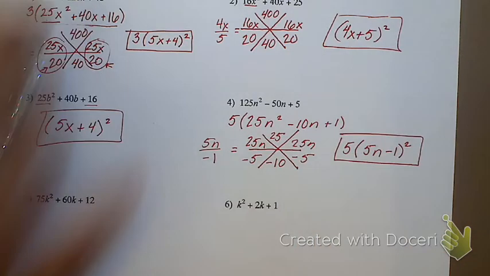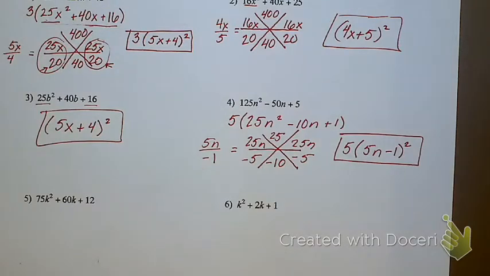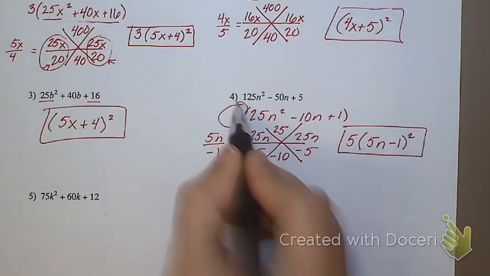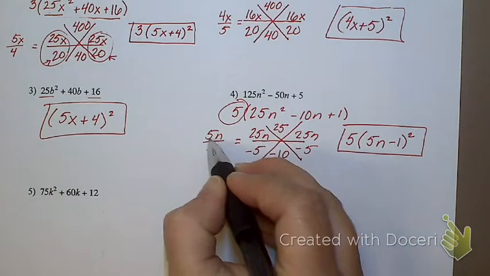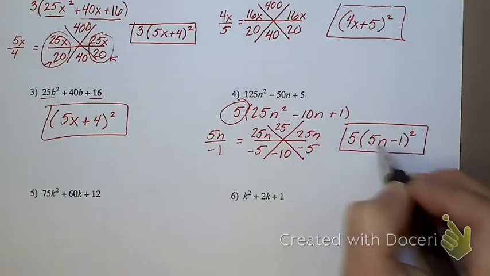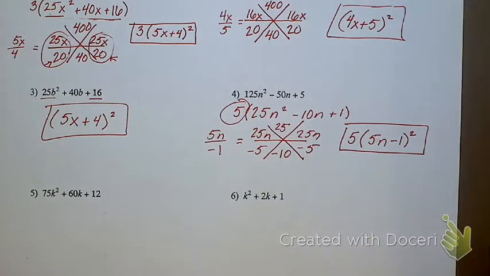Yep. What part of that answer? Why the 5 out in front? Because you took a 5 out. Because I took a 5 out in the beginning, so that's got to be out in front. And then because this reduces to 5n minus 1, that's why I have the other 5. Okay?